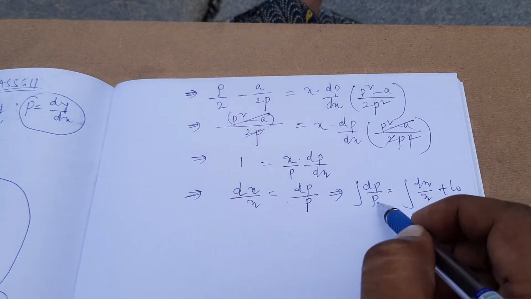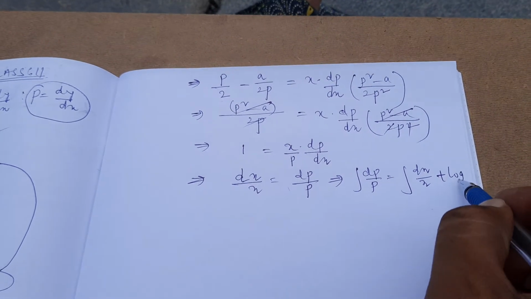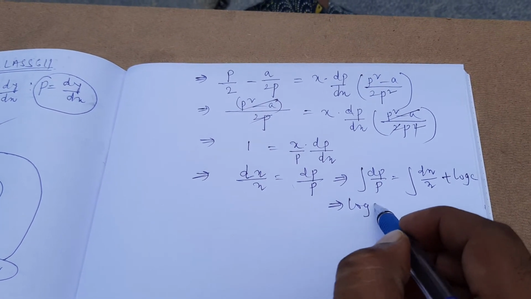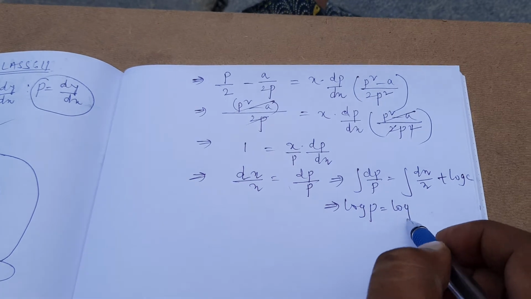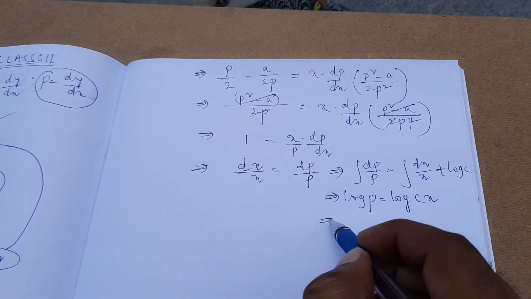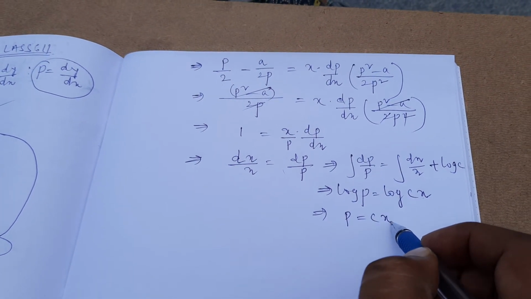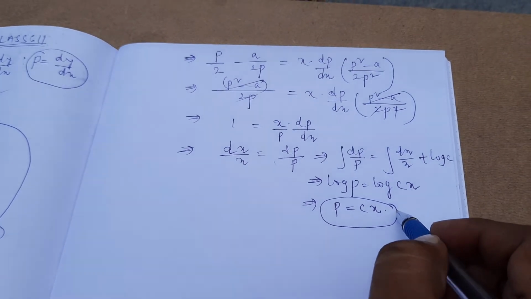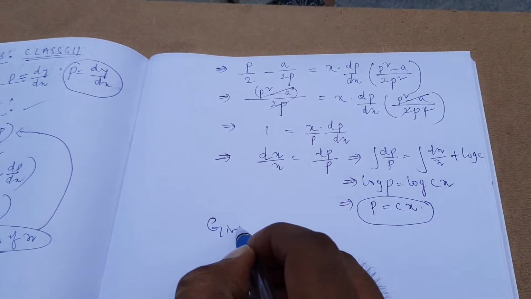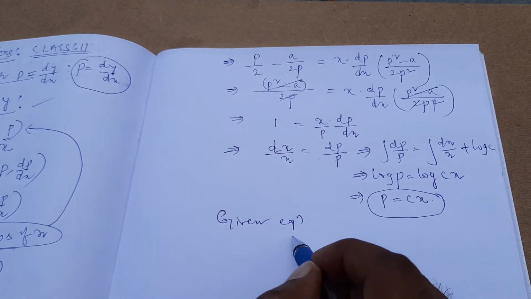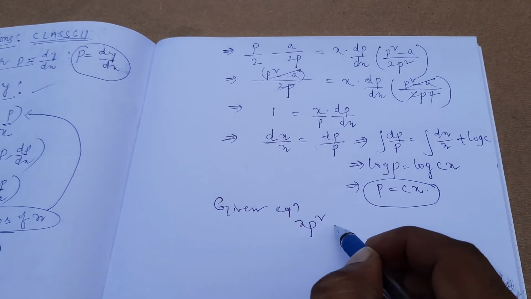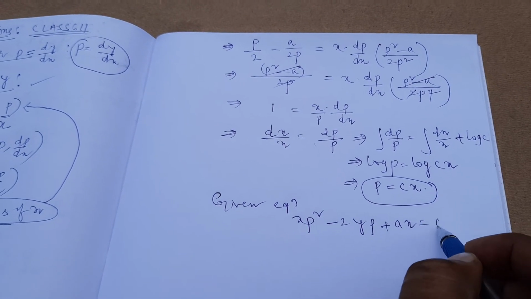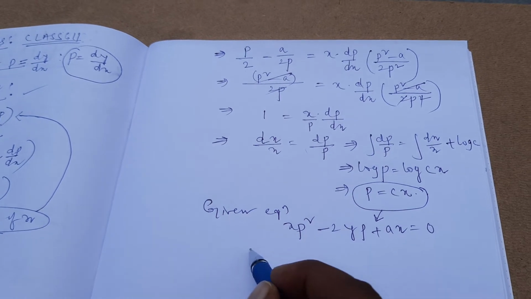Of course, we get log p here and log x here, so I am writing log c directly. Then the logarithm of p is equal to the logarithm of c into x, which means the p value is nothing but cx. Now replace this p value cx in the given original equation. What is the given equation? It is x p square minus 2yp plus ax equal to 0.